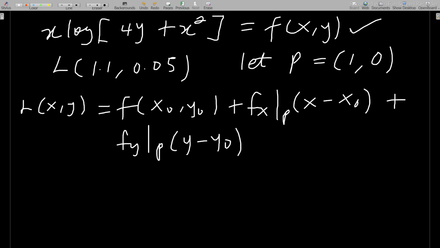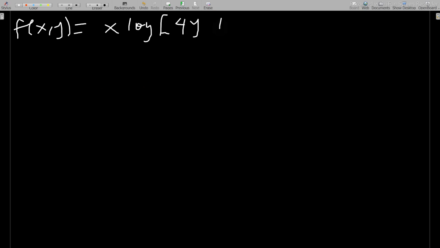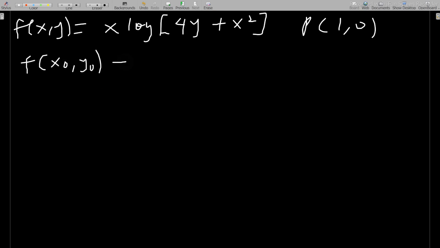Okay, all right, then what we need is what? Just go ahead to the next page. f of xy. Okay, let me use the white pen. f of xy is now equal to x log of 4y plus x squared. Okay, so we need f of x naught y naught, and p is (1, 0). Putting the p values here will give us 0, because 1 times log of 1 will be 0. Log of 1 to any base is 0.